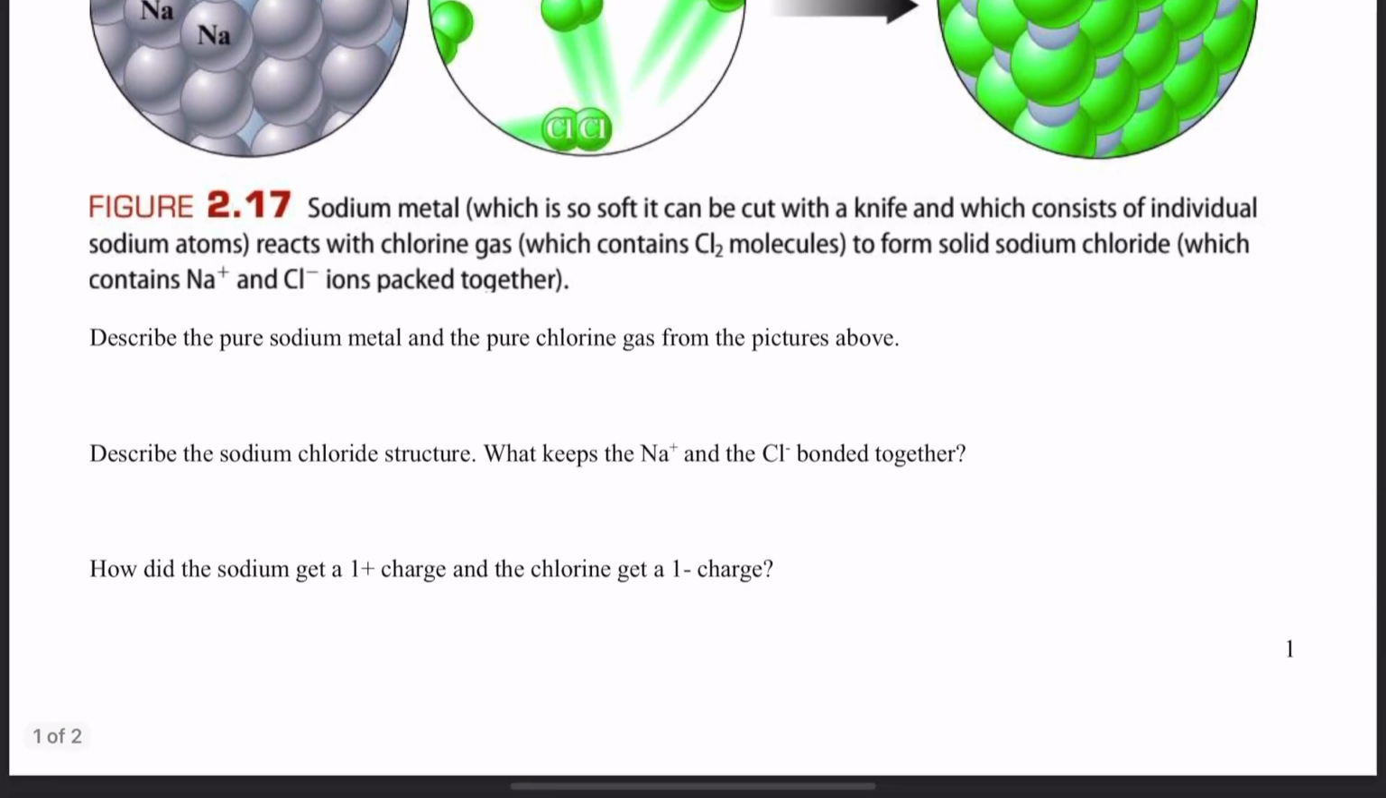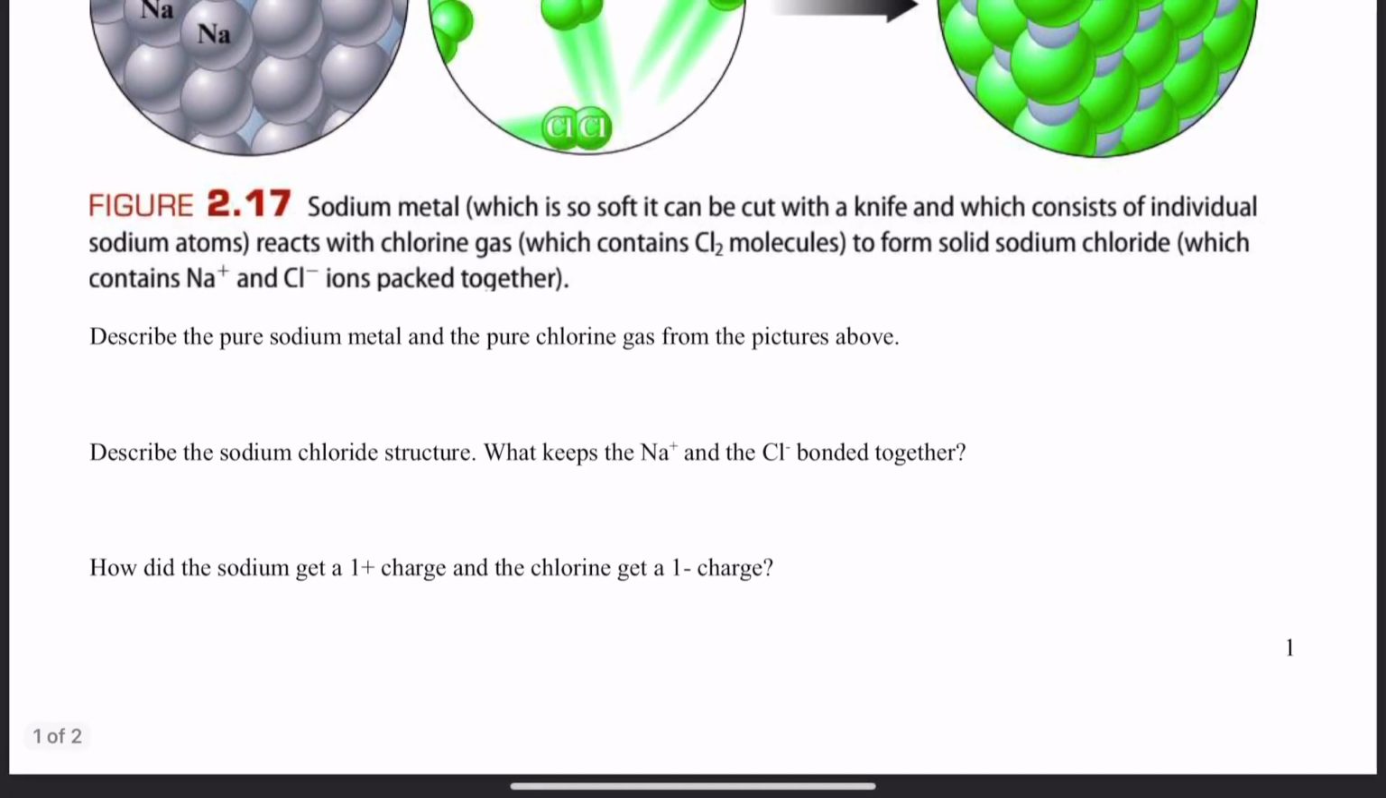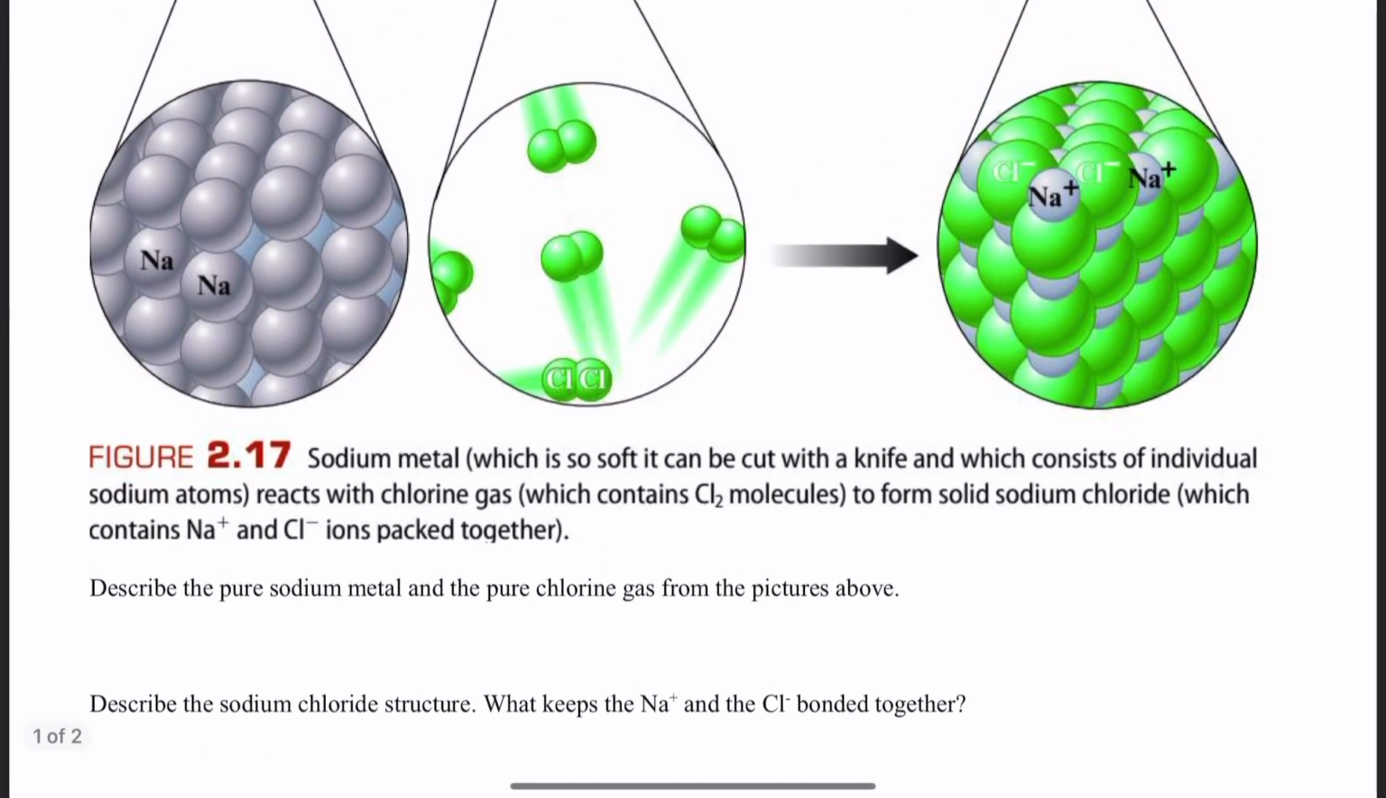So down here, I did want y'all to describe the pure sodium metal, the pure chlorine gas, and the sodium chloride structure. The question to ourselves now is, how did the sodium get a positive charge and the chlorine get a negative charge? Where did that come from? In this lesson, we'll figure out that the metal actually donates an electron to the non-metal, and that is where those charges come from. So let's look at how to draw this with Lewis dot structures.